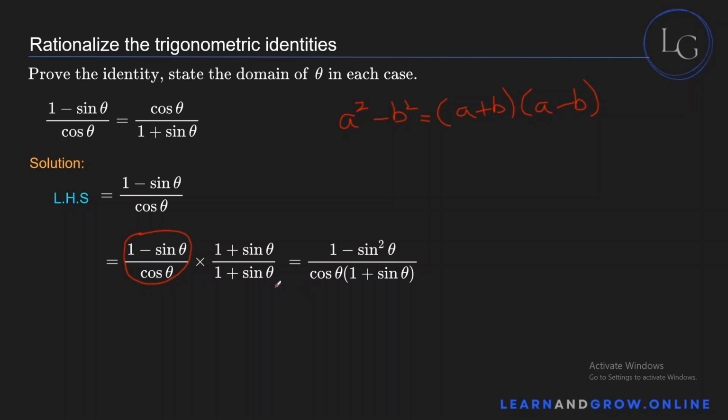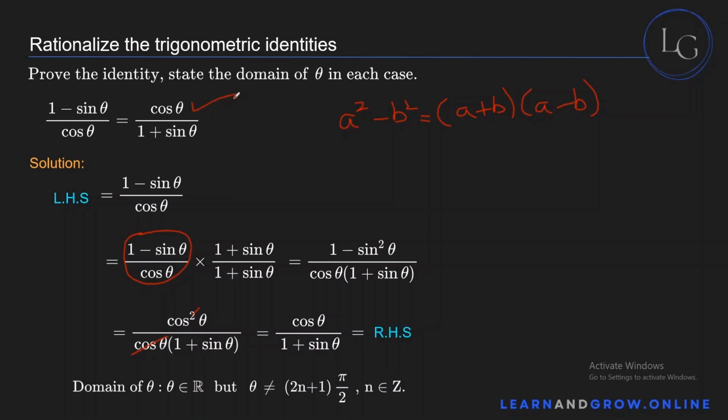And in the denominator, cos theta is just being multiplied with 1 plus sine theta, and 1 minus sine square theta is equal to, using the identity, cos square theta. The identity that cos square theta plus sine square theta is equal to 1. So cos square theta is equal to 1 minus sine square theta. So you have this now. And what you can do is, one of the cos square thetas, the cos square theta over cos theta is equal to cos theta. So you can cancel out this cos theta. And so you get cos theta over 1 plus sine theta, which is the right hand side.